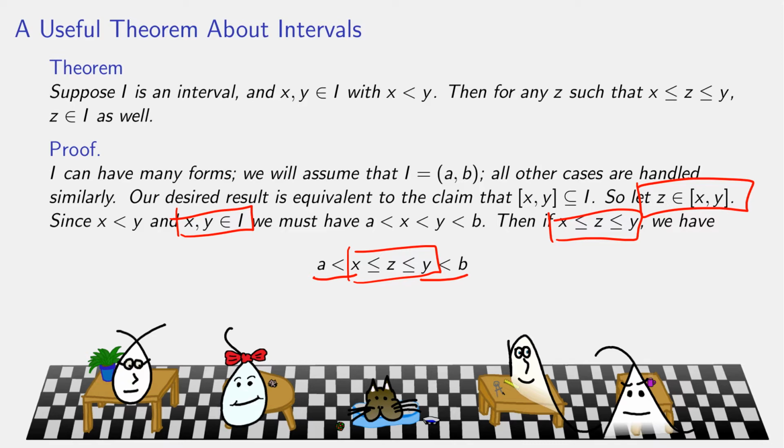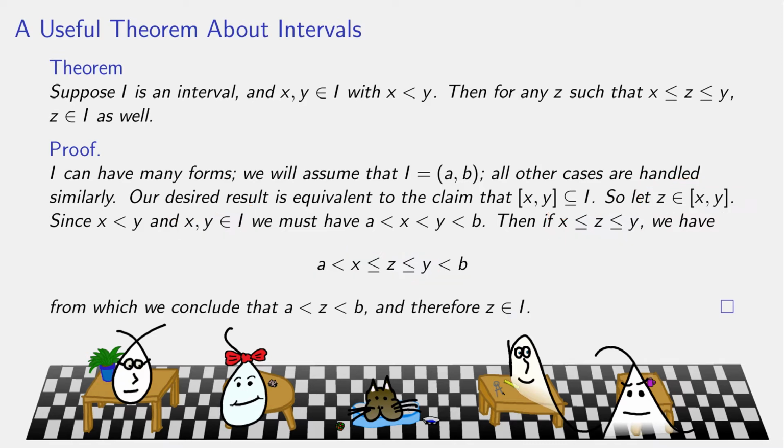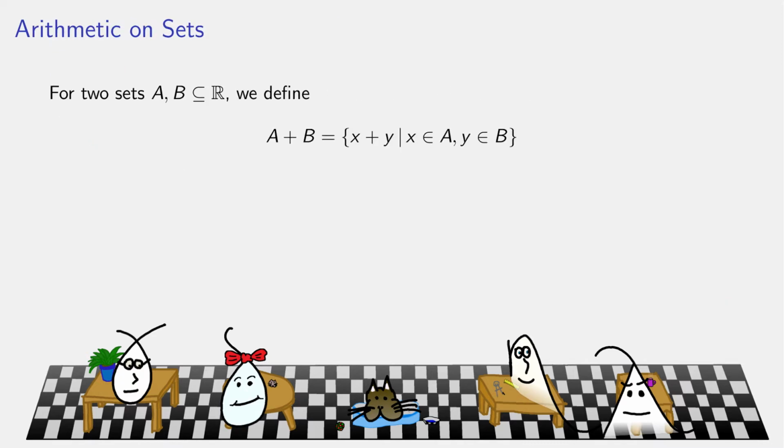And now that I have all of these inequalities, what do we do with it? Well, I get rid of the middlemen x and y, and I just claim a is less than z is less than b, which really was the definition of the interval I, everything in between a and b. So very quick, totally understandable proof, very intuitive result. When you're dealing with intervals, anything in between 2 points in the interval must also be in the interval.